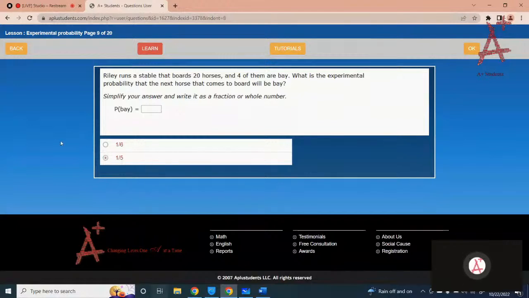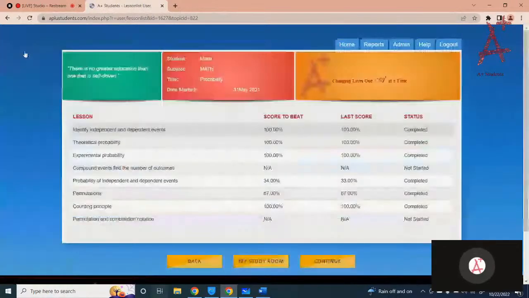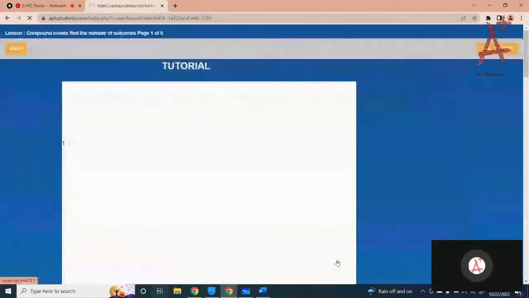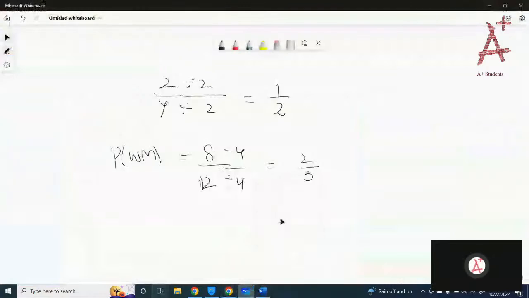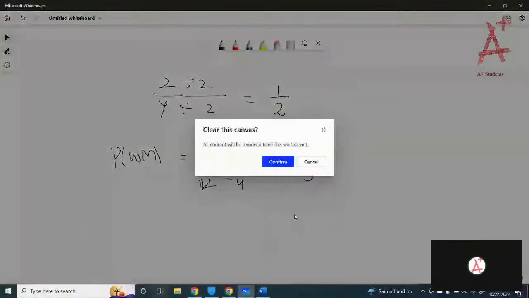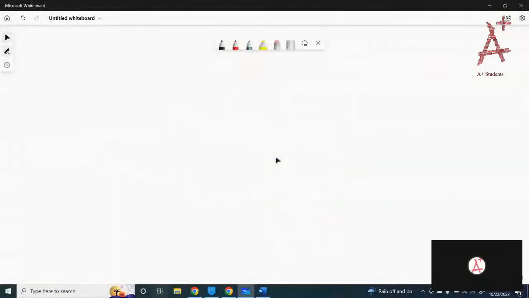Okay, so you can complete the test by yourself later today. I'm just moving on to the next topic, and the next topic is compound events: find the number of outcomes. So first we are going to see what compound events are. So let me write down the lesson name. Compound events, find the number of outcomes.